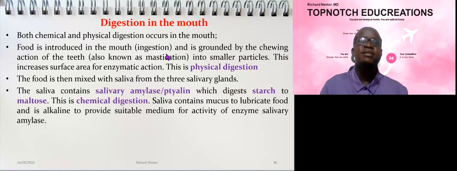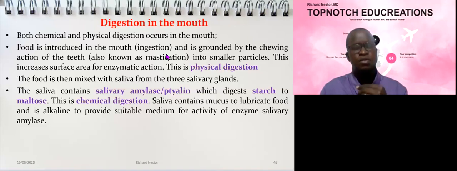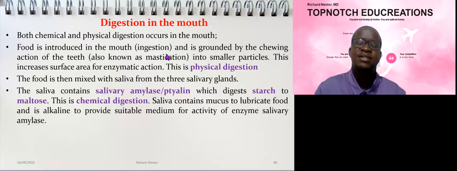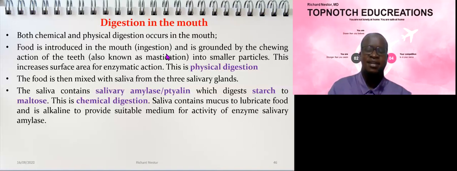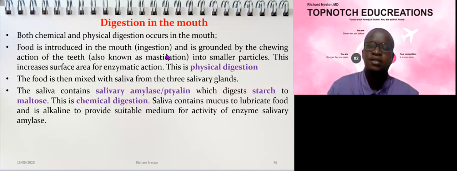At the same time, the saliva contains mucus to lubricate the food, and it's also alkaline to provide a suitable pH medium for activity of the enzyme salivary amylase. Salivary amylase is an enzyme which works best at a pH that is slightly alkaline. And how is this alkaline pH medium achieved in the mouth? It is achieved through the secretion of the saliva, which is slightly alkaline. And also in the saliva, we have some chloride ions, which are essential cofactors in the activity of the enzyme salivary amylase. It is important to take this into consideration.